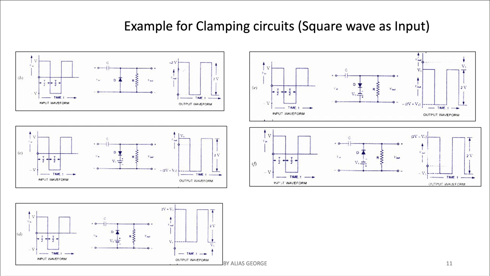And till now we have discussed about sine wave only, and these are some examples for square wave, and you can try this with whatever principles I showed. The same principle you can apply here also and get these outputs. So this is all about clamping circuits.